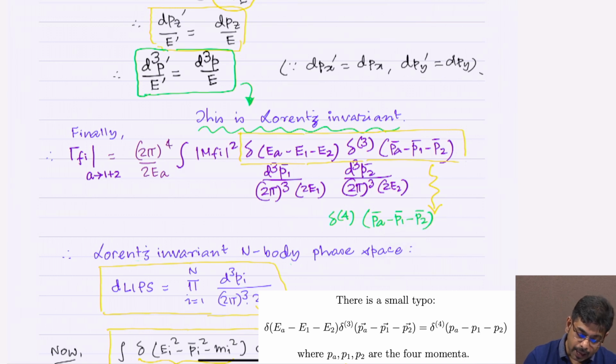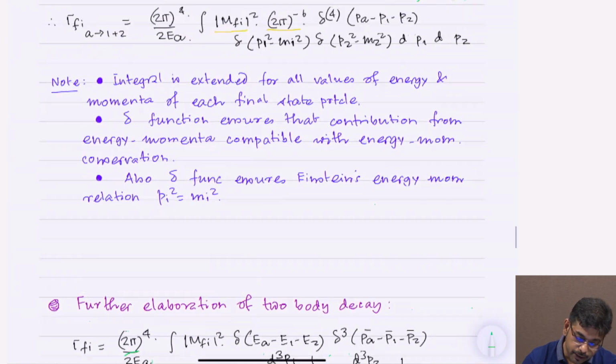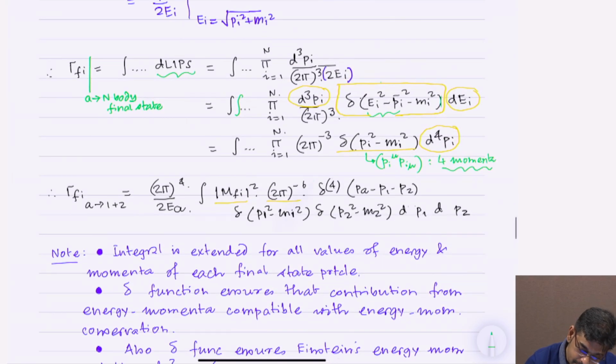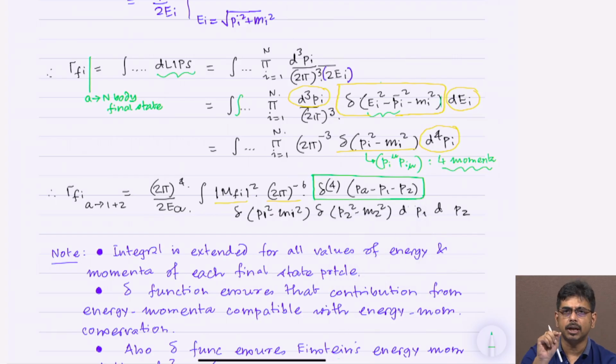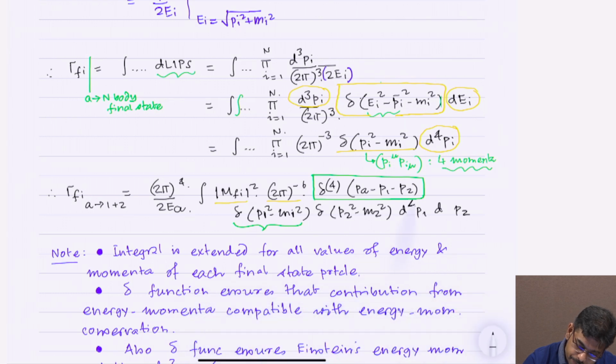So, let us put that back. So, this is the delta 4 of Pa minus P1 minus P2, and the measure d cube P1 by (2 pi) cube is turning into delta of P1 square minus M1 square times d4 P1, and the other part is delta of P2 square minus M2 square d4 P2.